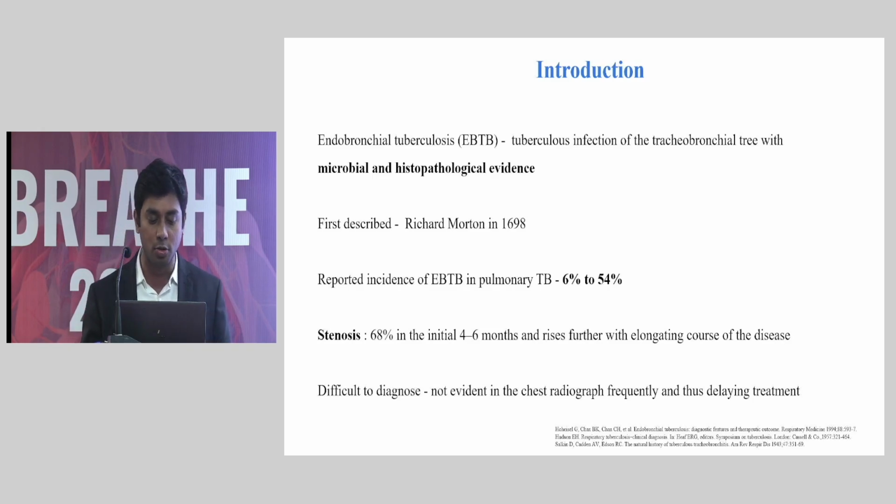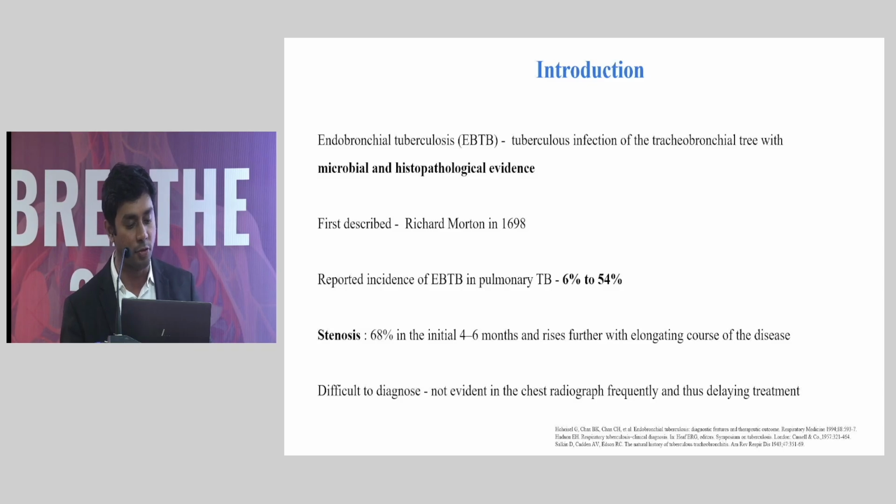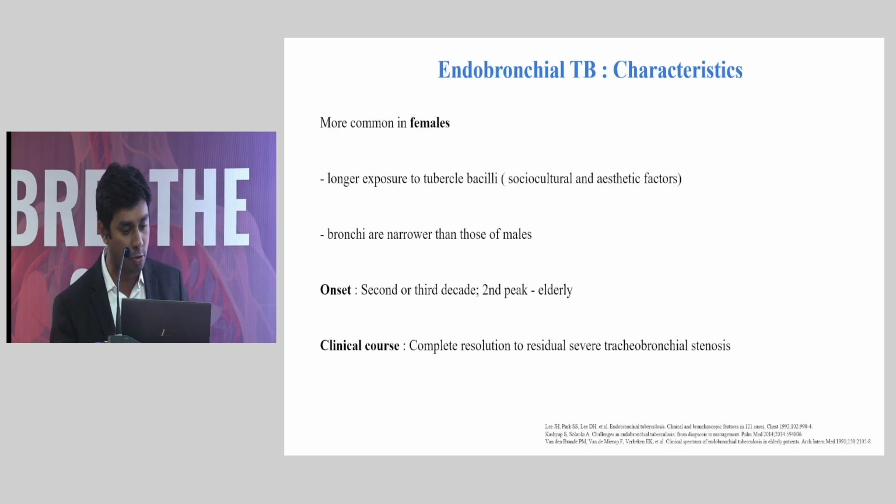Generally, of the stenosis associated with endobronchial TB, 68% occurs in the first 4 to 6 months. But the important point to note is, even after completion of ATT, your patient may be at risk of developing an endobronchial stenosis. So a proper follow-up of at least 2 years is warranted. It is difficult to diagnose because neither your CT nor your clinical examination can pick it up with that much sensitivity. One important modality which remains a cornerstone for diagnosing endobronchial TB is bronchoscopy.